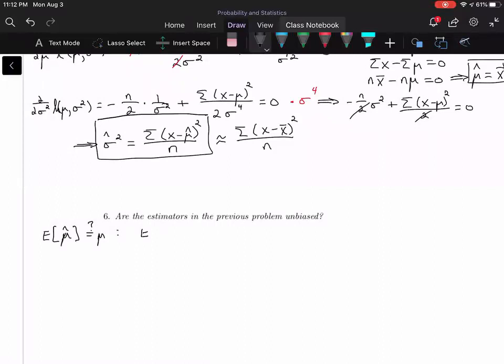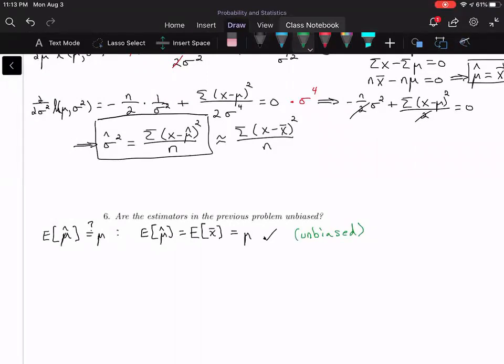So you start off with first principles. The expected value of mu hat is our estimator, but what we got for the estimator for mu hat is x bar. And according to the central limit theorem, the expected value of the sample mean, or the mean of x bar, its distribution is mu. And so that is unbiased, which again is a good thing.